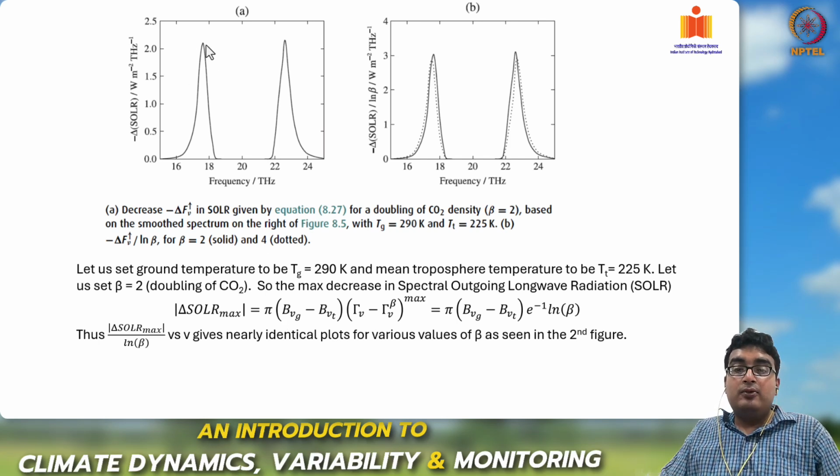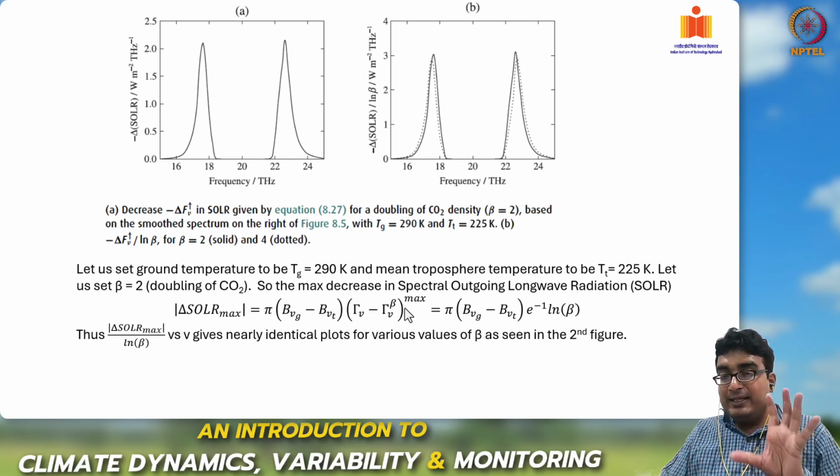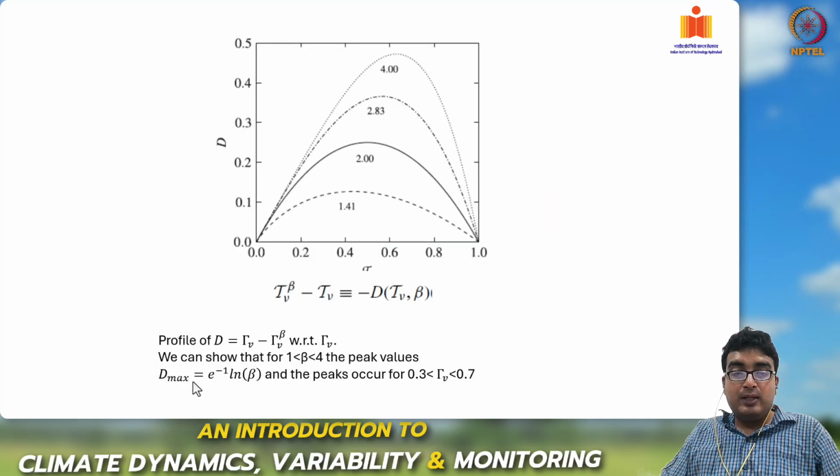What is this max value? That is what we want to find, B nu G, B nu T. Now this expression is basically D max, where D max is e to the power minus 1 log beta, as we have evaluated here.